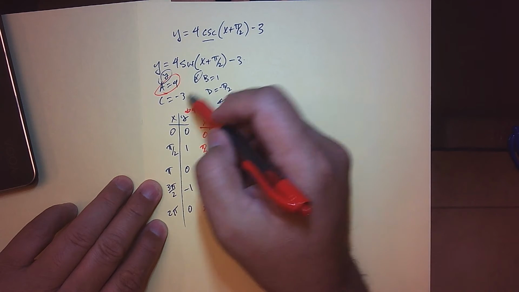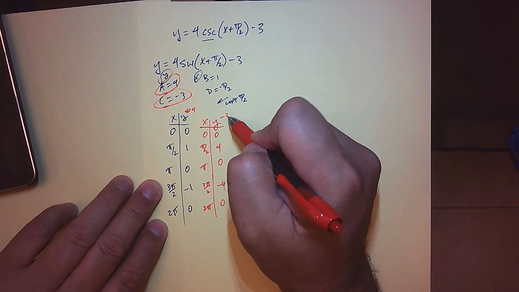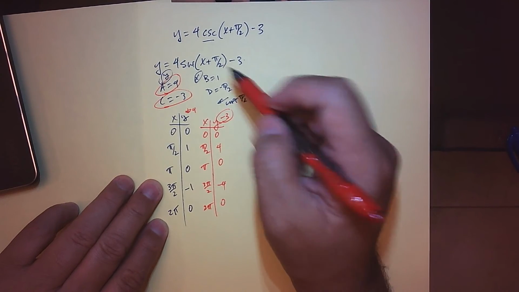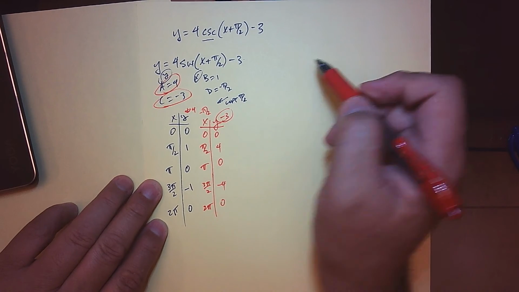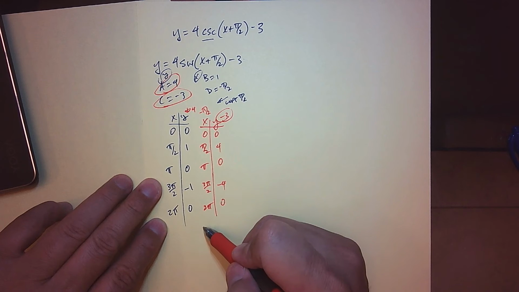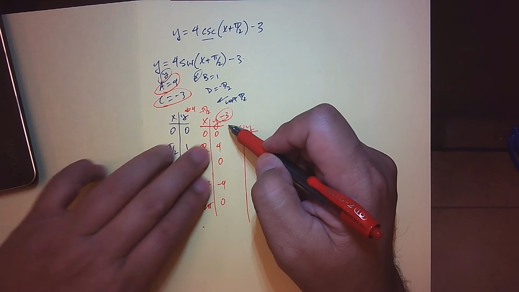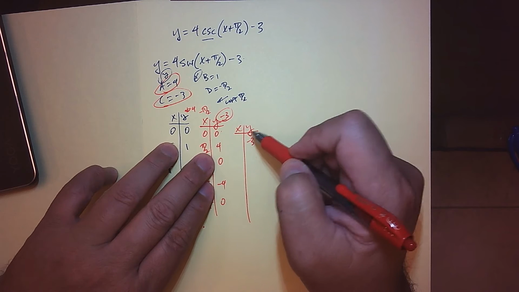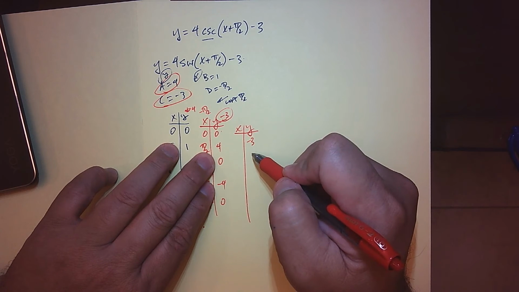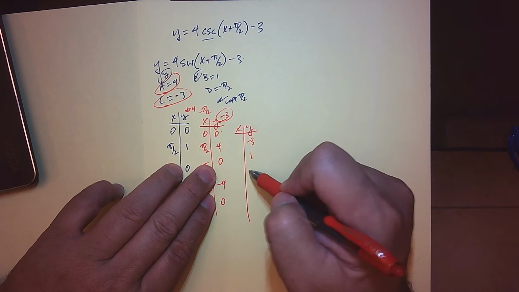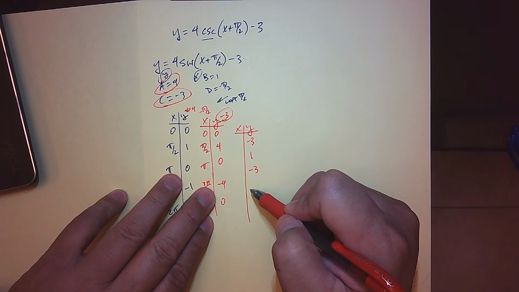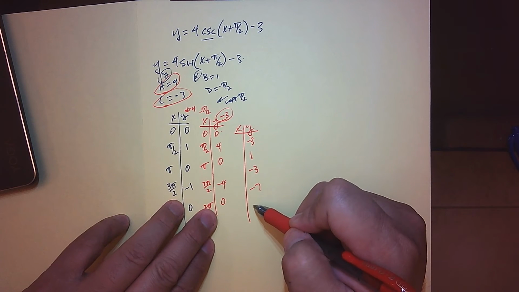Next thing we've got to do is take all my y values and subtract 3 from them, and take all my x values and subtract pi over 2 from them. So that's going to create this new data table. 0 take away 3 is -3. 4 take away 3 is 1. Then -3. And -7. And then -3.